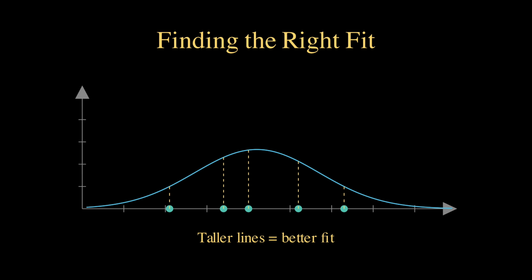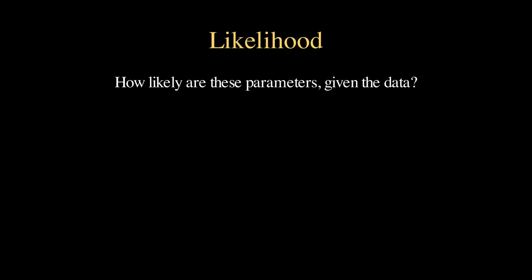Those vertical lines from each point up to the curve show the density, and taller lines mean the distribution considers that data more plausible. So let's turn this into something precise. Instead of asking, what's the probability of data given a distribution, we flip the question: how likely are these parameters, given the data we actually observed?